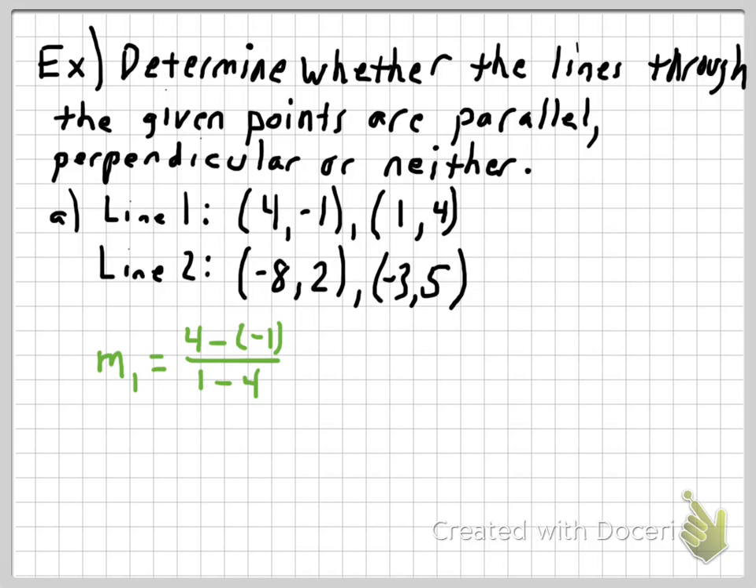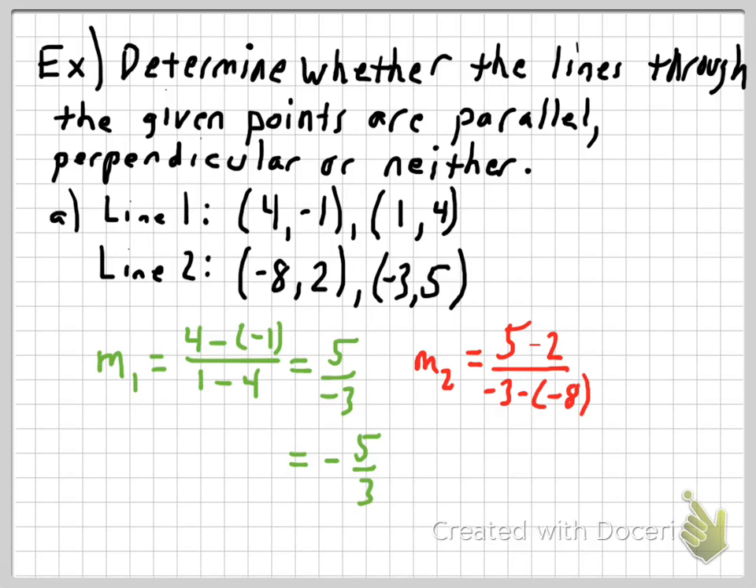Alright, you see the slope for line 1 in progress there, which ends up giving you 5 over negative 3. And I don't like leaving negative signs as a denominator, so we'll make that negative 5/3. Alright, then for line 2, you see the substitutions I made into the slope formula, and you find out that the slope is 3/5. Alright, so those are the slopes of the lines, and are they parallel, perpendicular, or neither? Well, the slopes aren't equal, so they're not parallel. The slopes are, however, opposite reciprocals, right? Negative 5/3 is the opposite reciprocal of 3/5, okay?